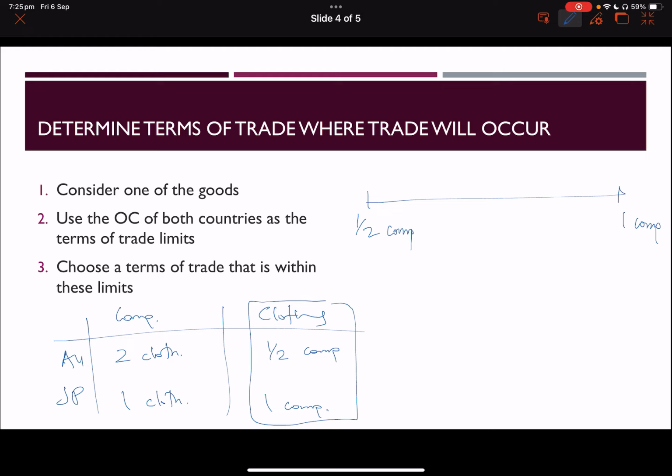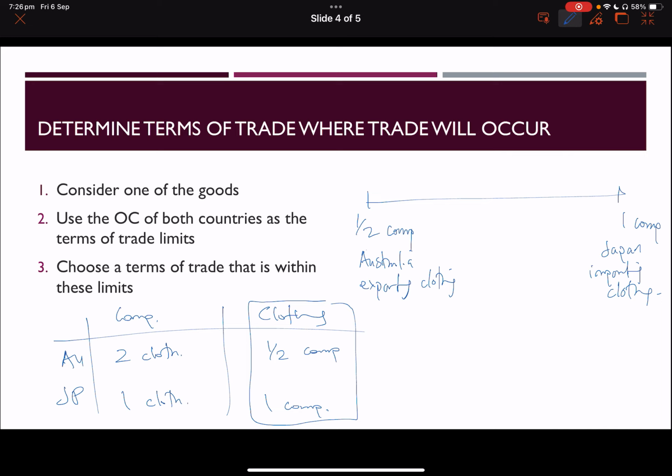What do I mean by that? Let's explore. So on the right side, this opportunity cost, half units of computers, is going to make sense. Let's say I'm going to put down over here, Australia is going to be exporting clothing, because remember, it has the lower opportunity cost out of the two countries. And Japan over here is going to be importing clothing.